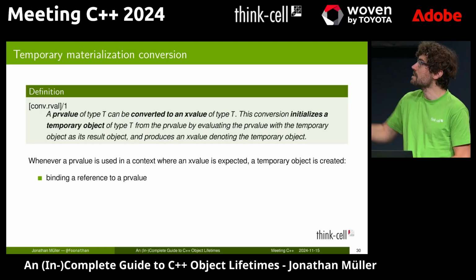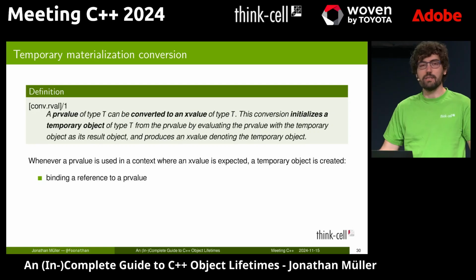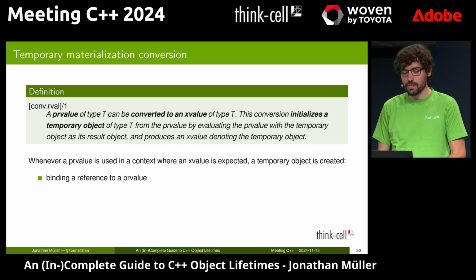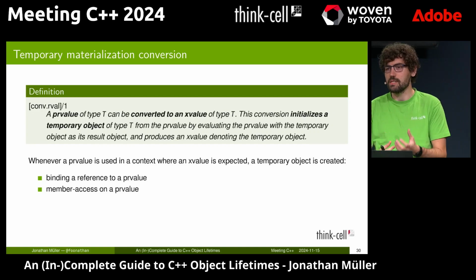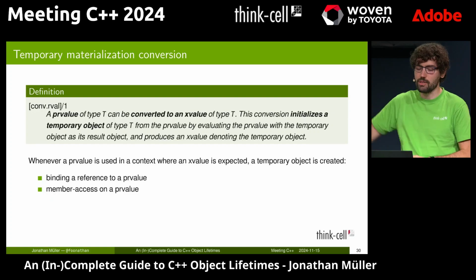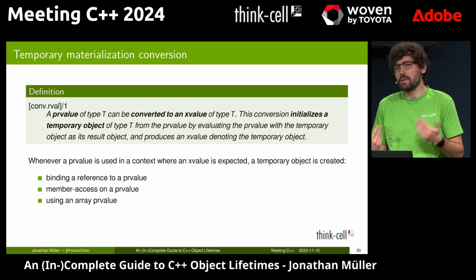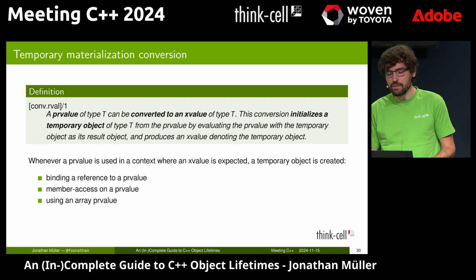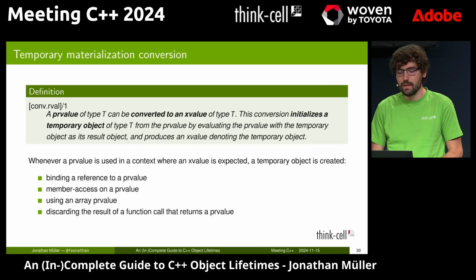And those contexts are, we bind a reference to a PR value. References require objects, so we do temporary materialization conversion in order to create an object. When we do member access on a PR value, member functions have a this pointer. The this pointer refers to an address, so we need some address there, so we materialize an object. When we use an array, which really wants to be a pointer to the first address, again we need some address, so we materialize the literal into a temporary object.